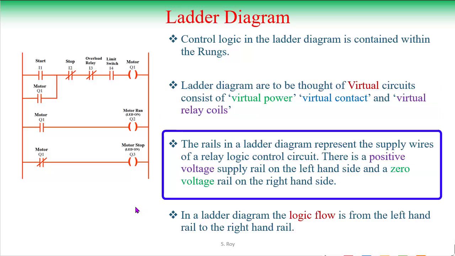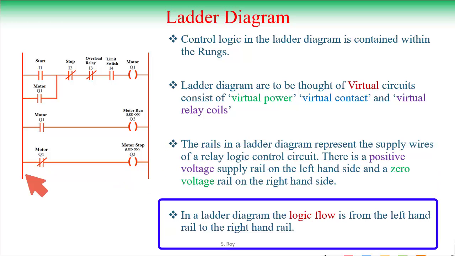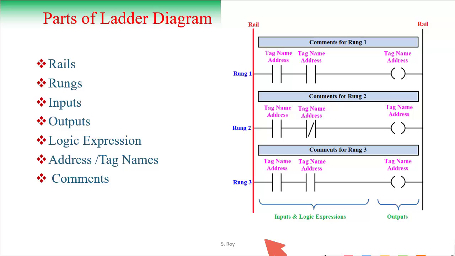The rails in the ladder diagram represent the supply wires of a relay logic control circuit. There is a positive voltage supply rail on the left hand side and a zero voltage rail on the right hand side. In a ladder diagram, the logic flow is always from the left hand rail to the right hand rail. This is a ladder diagram, and here all the parts in the ladder diagram have been described.